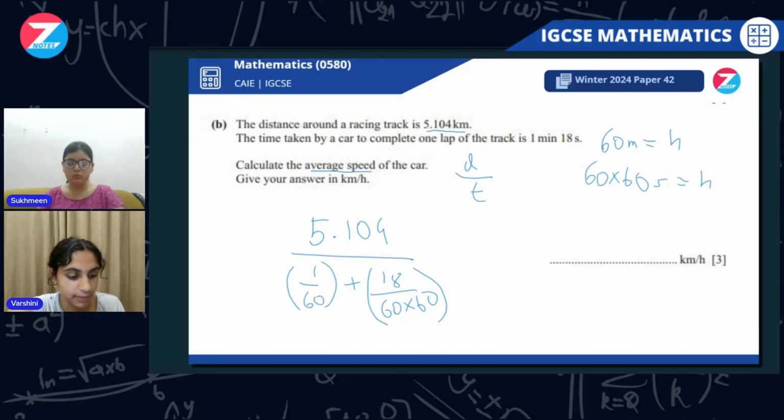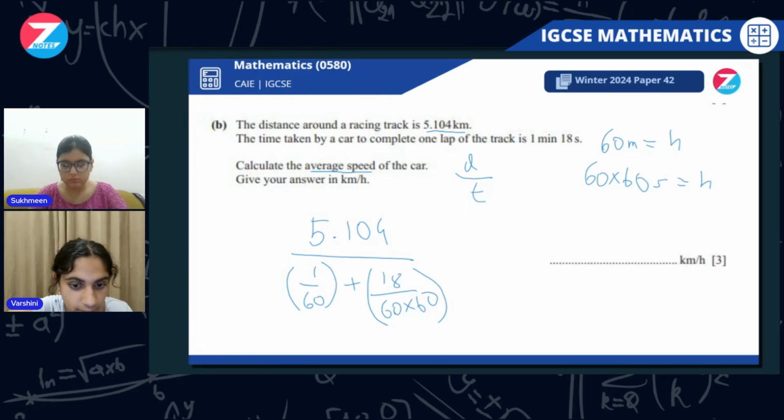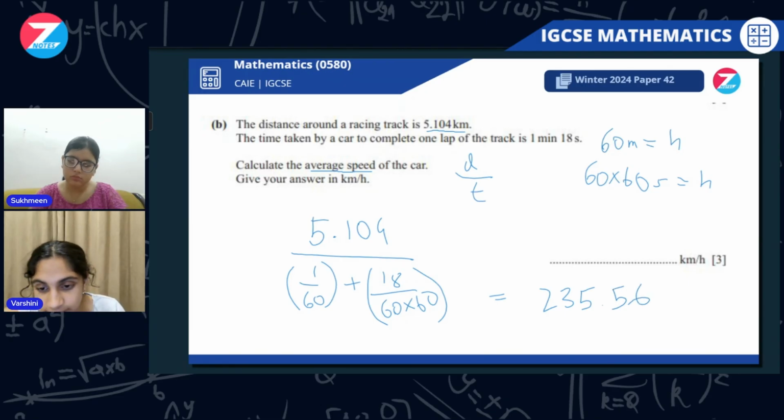5.104 divided by 1 by 60 plus 18 by 3600. And don't forget to add the brackets in your calculator. So you'll get your answer as 235.56. And remember, IGCSE only wants three significant figures, so we have to round this off to 236.